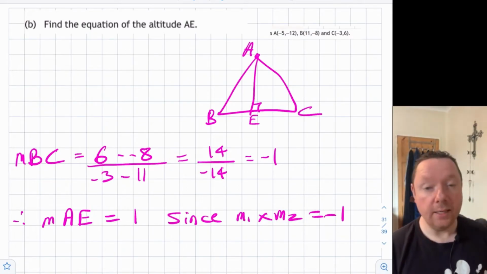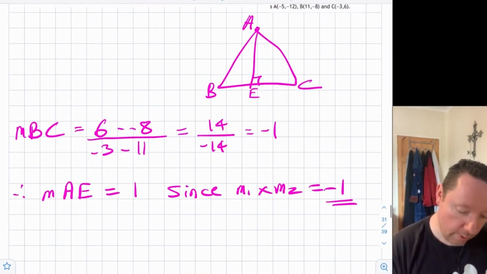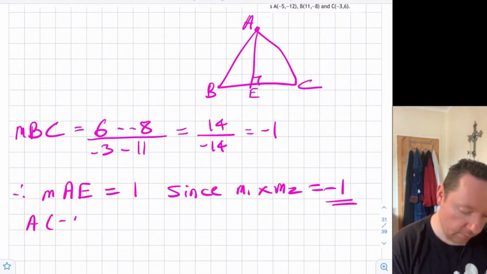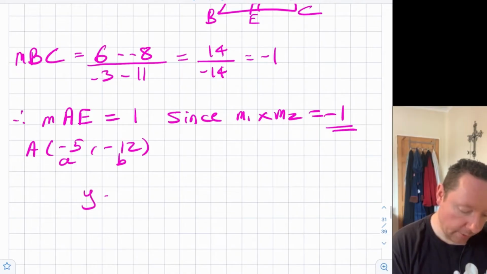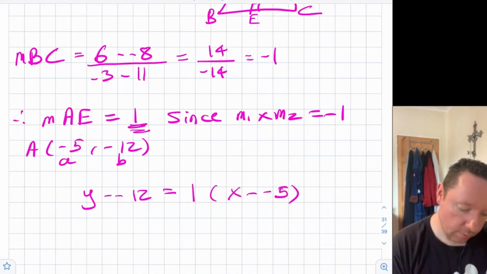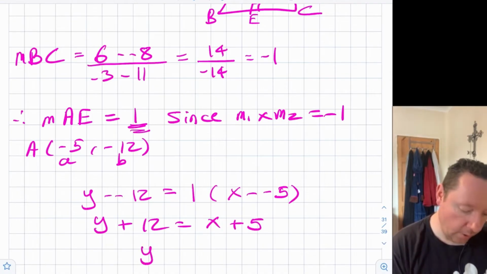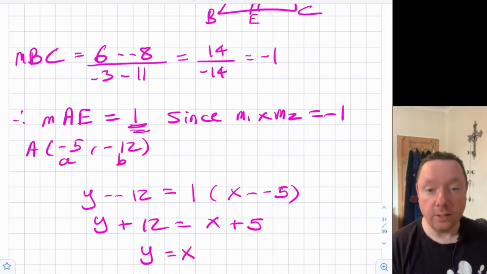We can now use y minus b equals m x minus a with the point A. So we've got our gradient. Our point A is -5, 12. Just take a note of that for us. And that's going to be our A and B. So y minus 12 equals 1 x minus -5. And I've underlined that. I should have underlined the 1. Bit silly there. So y plus 12 is equal to x plus 5. Or to put that a nicer way, y equals x. 5 take away 12 is -7.